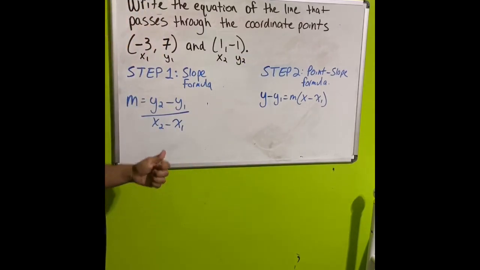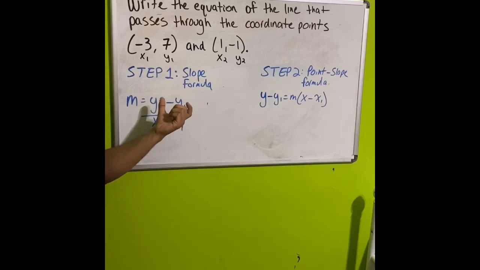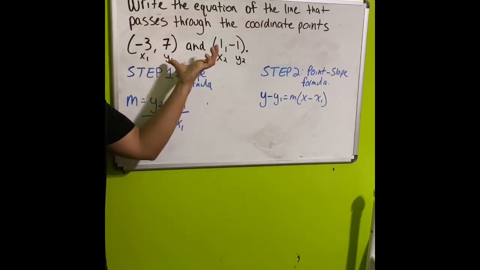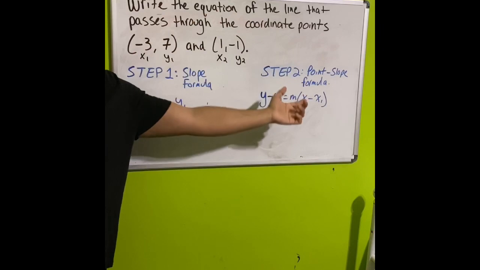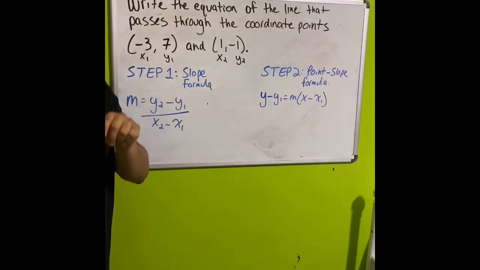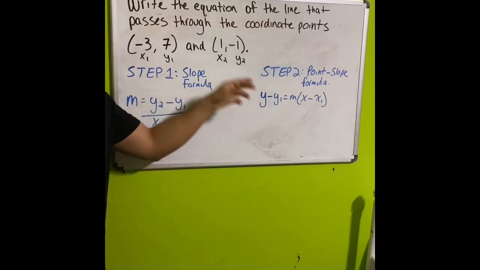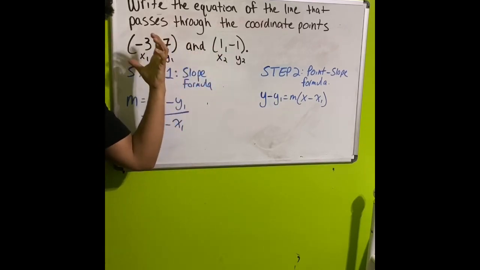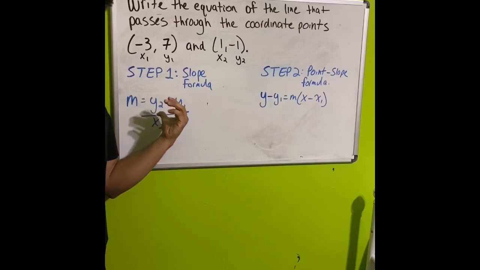Step 1, we want to use the slope formula to find my slope given these 2 coordinate points. Because for my next step, I'm going to be using point slope formula. Point slope formula requires 2 things, a coordinate point and a slope. So far we have a coordinate point, but we don't have a slope. That's where step 1 comes in.